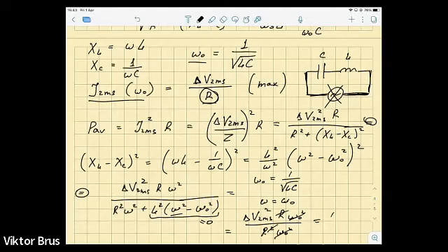So eventually we have under resonance condition the maximum possible average power, which is equal to delta VRMS square divided by R. So it is also totally determined by the active resistor in the circuit.